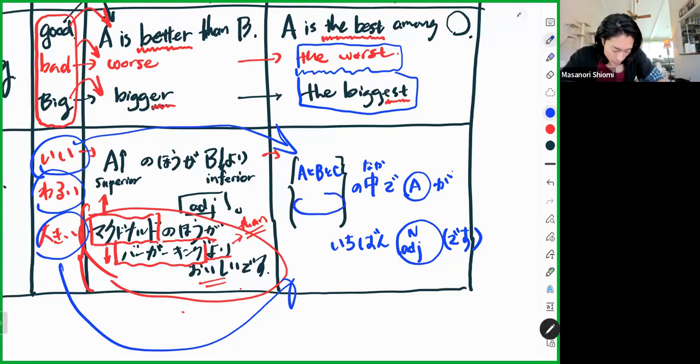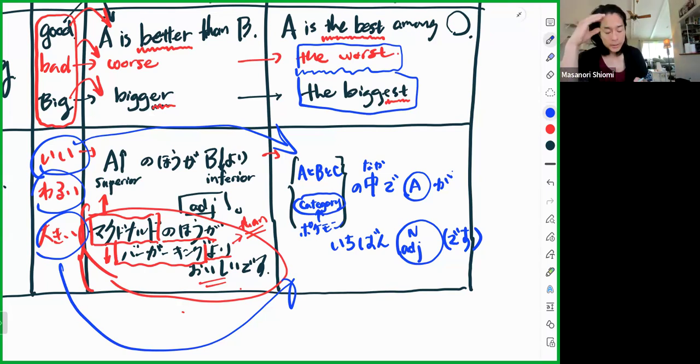Category. If you want to list a category, you just put it here. For example, ポケモンの中で, among Pokemons. A が一番 whatever. ピカチュウが一番可愛いです would be Pikachu is the cutest.